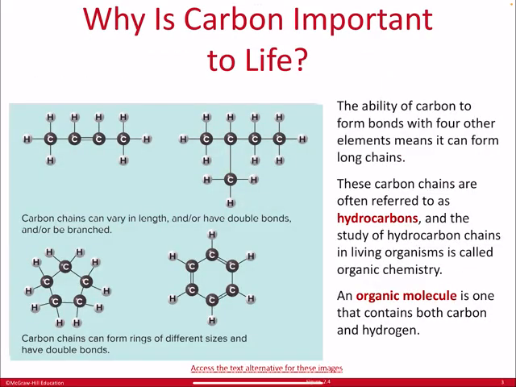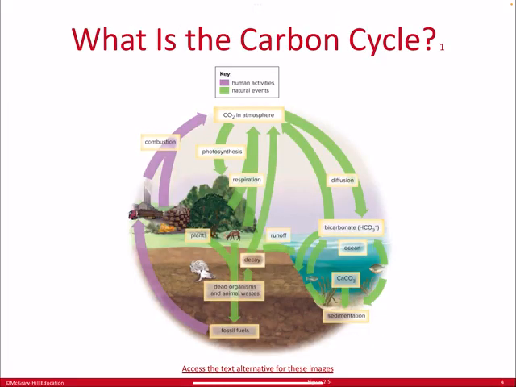It's this ability of carbon to form bonds. You can see here that this carbon is bonded to this one, and this one has 2 lines, which means that it is a double bond. It means that it's sharing 2 electrons. These chains of carbon and hydrogen are called hydrocarbons, and the study of these hydrocarbons in living organisms is where we get organic chemistry from. These carbon chains can be linear, and these hydrocarbons can also form rings.